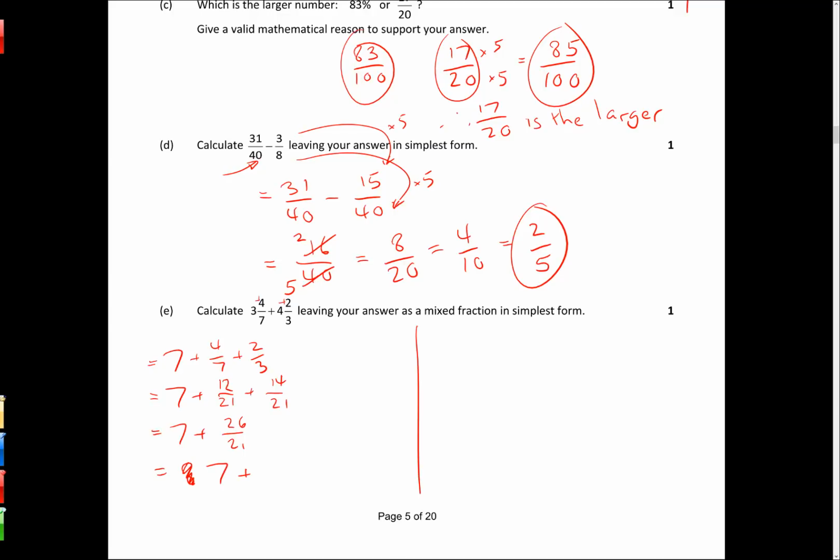26 divided by 21. How many 21s are in a 26? Just one of them, with 5 left over. So really my question is 7 plus 5 on 21. Plus, oh God, I can't speak today. 7 plus 1 and 5 21sts. The 7 plus 1's an 8. And I've still got those 5 21sts. There's my answer as a mixed fraction.